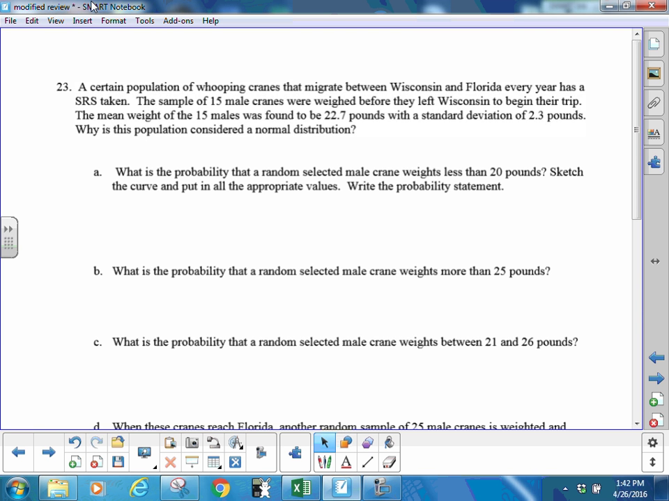A certain population of whooping cranes migrate between Wisconsin and Florida every year. A sample of 15 male cranes were weighed before they left Wisconsin to begin their trip. The mean weight of the 15 males was found to be 22.7 pounds with a standard deviation of 2.3 pounds. And it asks this as a question, but let's just say this is a normal distribution. The question is, what is the probability that a randomly selected male crane weighs less than 20 pounds?